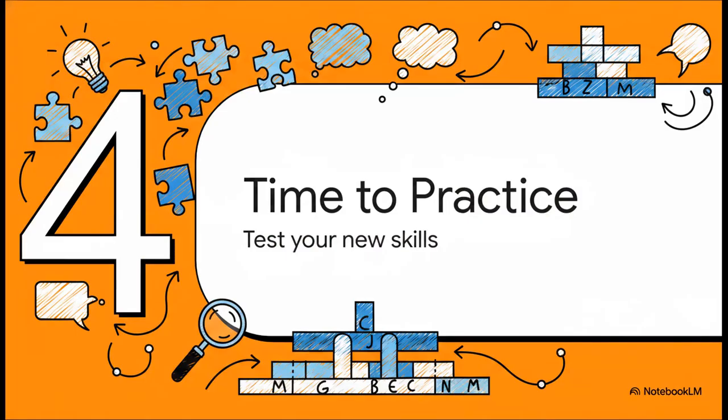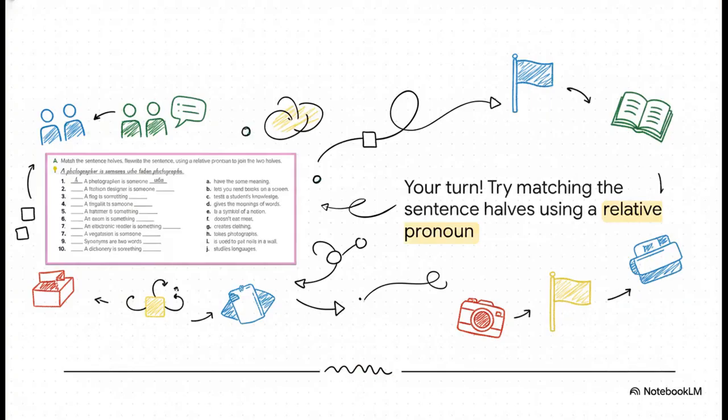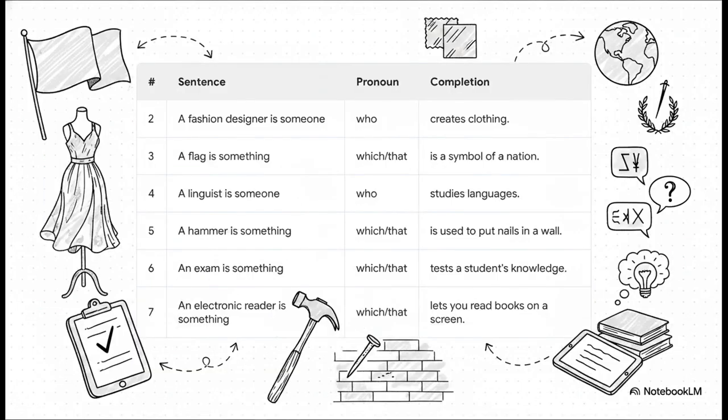All right, you've learned the rules, you've seen the examples. I think it's time we put these new skills to the test. Let's see how well you can build some of these sentences on your own. Okay, your turn. Here we have a matching exercise. On the left are the beginnings of some sentences, and on the right are the endings. Your job is to connect them using the right relative pronoun, either who, which, or that. Go ahead and pause right here and give it a shot. All right, ready to check your answers? Let's see how you did.